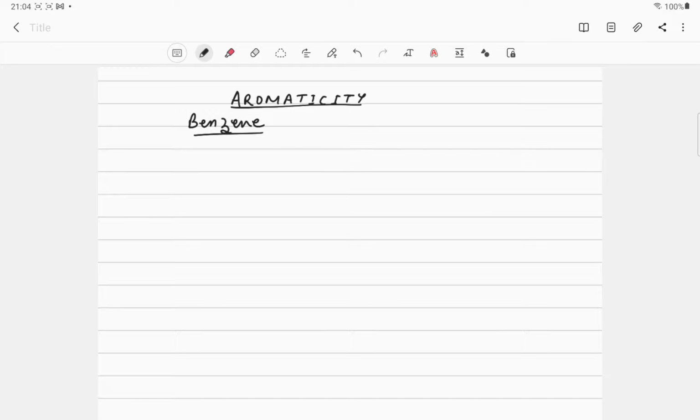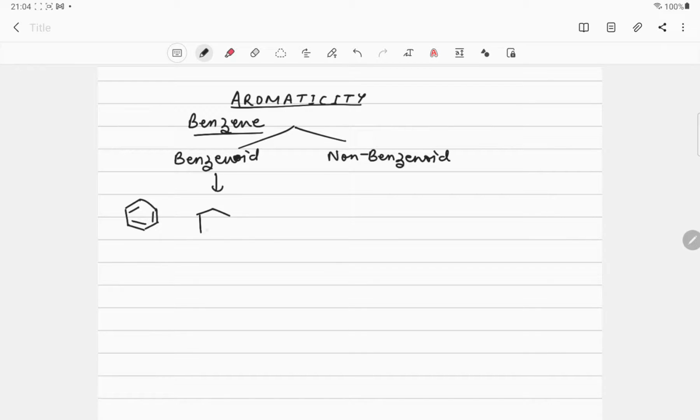So, based on that, whether an aromatic compound contains a benzene ring in it or not, the aromatic compounds may be of two types. They may be benzenoid or they may be non-benzenoid. Now, what are these benzenoid compounds? Benzenoid aromatic compounds contain a benzene ring in them, like the benzene ring itself, or it may be naphthalene.